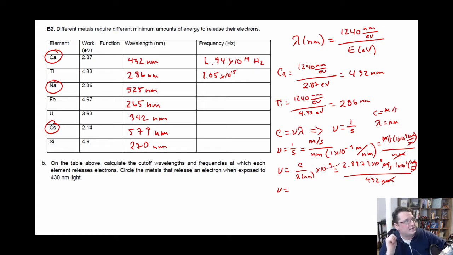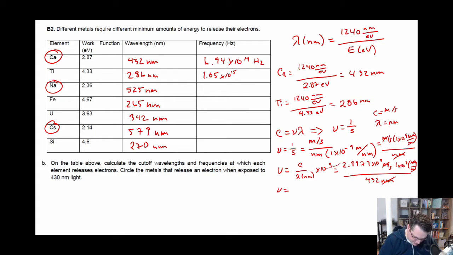So that's why titanium isn't going to work, iron isn't going to work, uranium isn't going to work, silicon isn't going to work. None of those work, because they have too high of a work function. They require too much energy compared to what that specific photon is able to deliver.